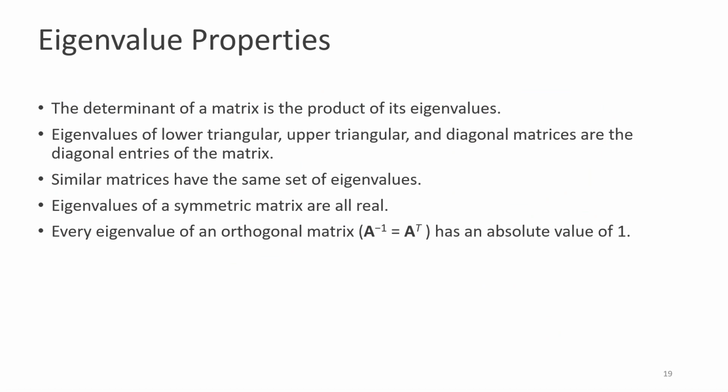To close, here are several eigenvalue properties that you can learn about. First, the determinant of a matrix is the product of its eigenvalues. Second, the eigenvalues of a lower triangular matrix, upper triangular matrix, and diagonal matrix are the diagonal entries of the matrix. Third, similar matrices have the same set of eigenvalues. Fourth, eigenvalues of a symmetric matrix are all real; there are no imaginary numbers there. Fifth, every eigenvalue of an orthogonal matrix A, where A inverse equals A transpose, has an absolute value of 1.